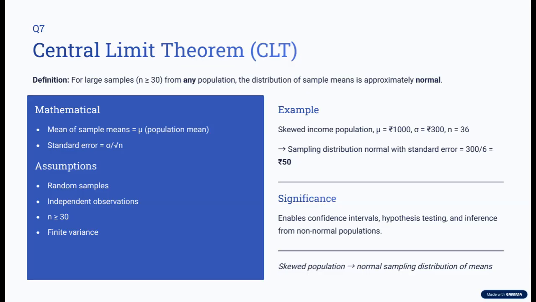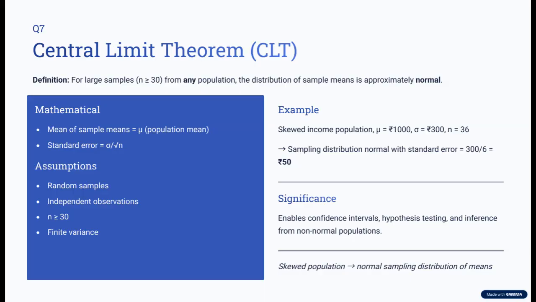Mathematical representation: mean of sampling distribution equals mu, standard error equals sigma/square root n. Assumptions of CLT. 1. Samples are randomly selected. 2. Observations are independent. 3. Sample size is sufficiently large, usually n greater than or equal to 30. 4. Population has a finite mean and variance.